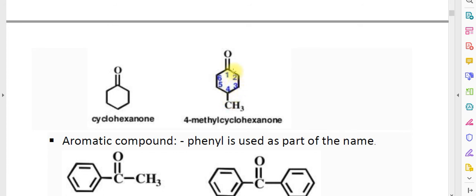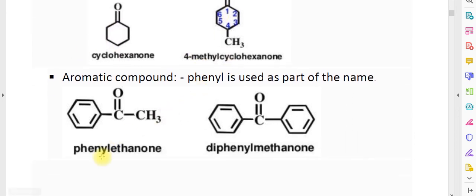That means 1, 2, 3, 4. But in the case of cyclic compounds, the numbering starts from the carbonyl carbon. So 1, 2, 3, 4. So the name will be 4-methyl cyclohexanone. This is cyclohexanone, and this is 4-methyl cyclohexanone. And this is phenyl ethanone, and this is diphenyl methanone.